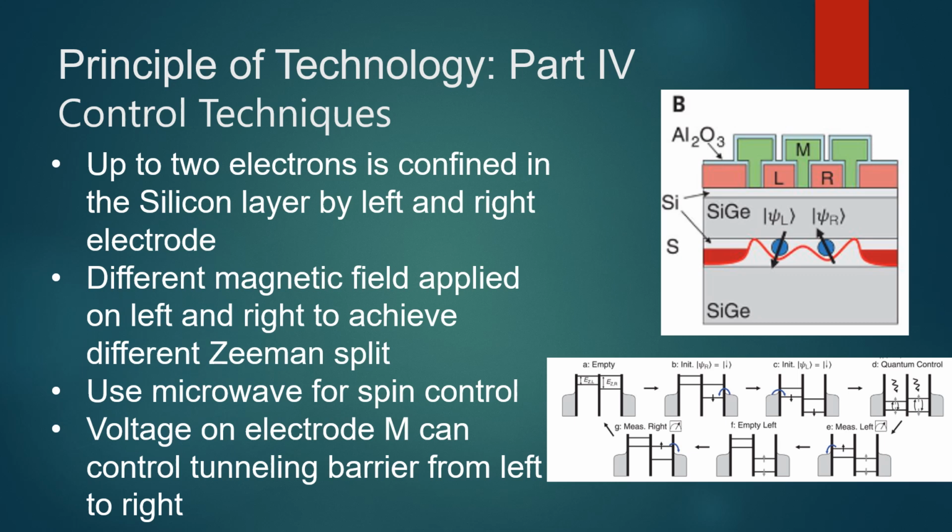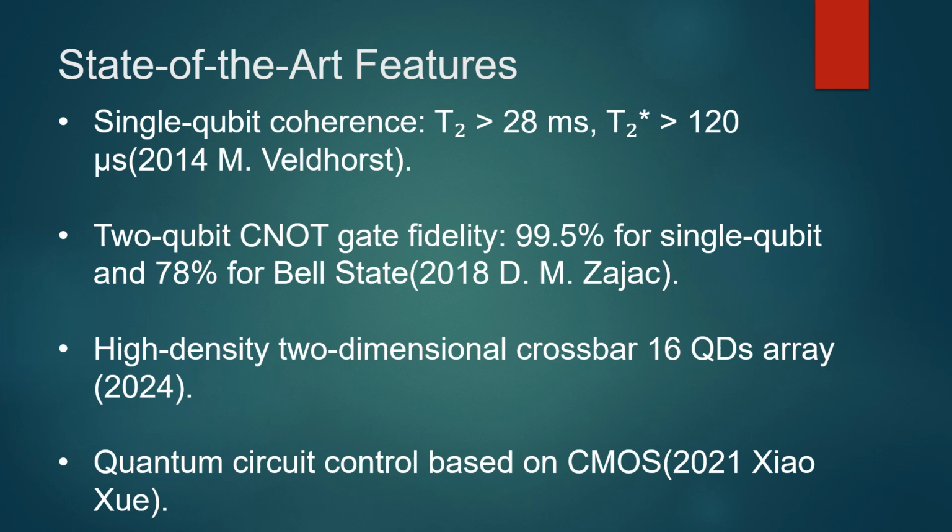And the control process is somewhat similar to the Coupin 2006 article we have read on Perusall. As for the state-of-the-art features, we have single qubit coherence, with longitudinal decoherence time larger than 28 milliseconds and dephasing time larger than 180 microseconds. And secondly, the two-qubit CNOT gate fidelity. We have 99.5% for single qubit and 78 for Bell state, which is from the 2020 reference article.